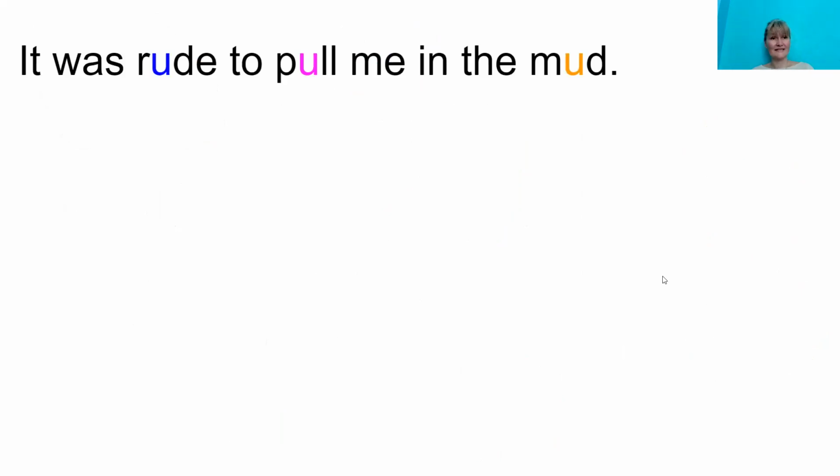So let's read some examples, and you can see that some letters are blue, some letters are pink. So the blue means that it's a longer U, and pink means that it's a shorter U. And the other colors are either U or R. I hope the colors help you figure it out a little. So try to read the first sentence. It was rude to pull me in the mud.